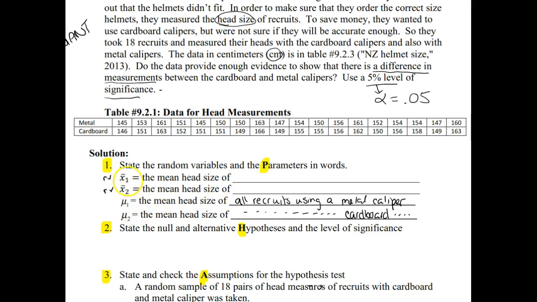So our group 1 is for the metal, so x bar 1 is the mean head size of 18 randomly selected recruits using a metal caliper. And x bar 2 is going to be the mean head size of 18 randomly selected recruits using a cardboard caliper.